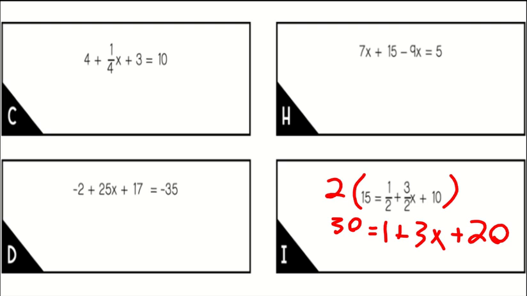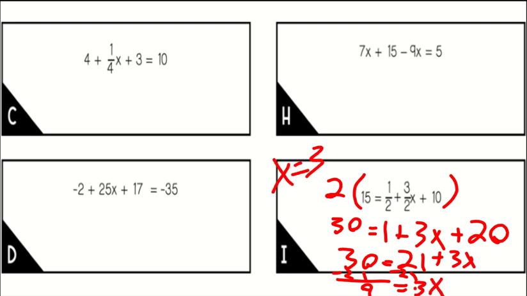So now we solve. I've got 30 still. 1 and 20 makes 21 plus a 3x. We subtract 21. That gives me 9 equals the 3x. So we would get x equals 3. If you would have solved it with the fractions, you still would have got x equals 3. It just might have been a little more complicated. Okay? Any questions there?